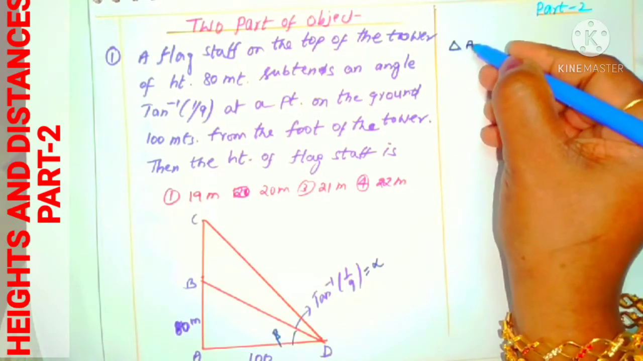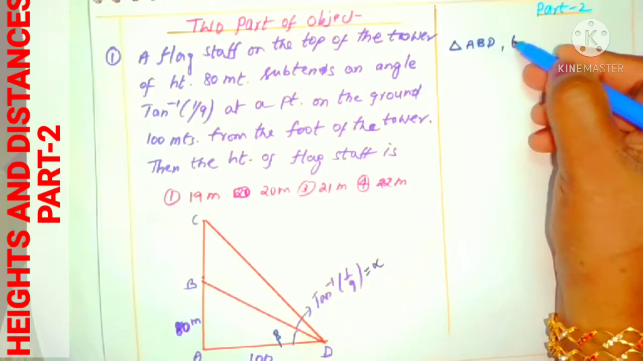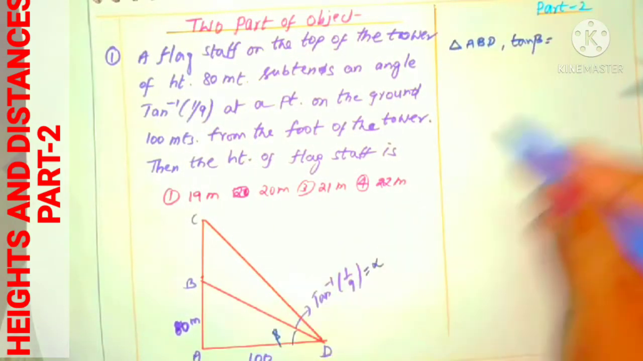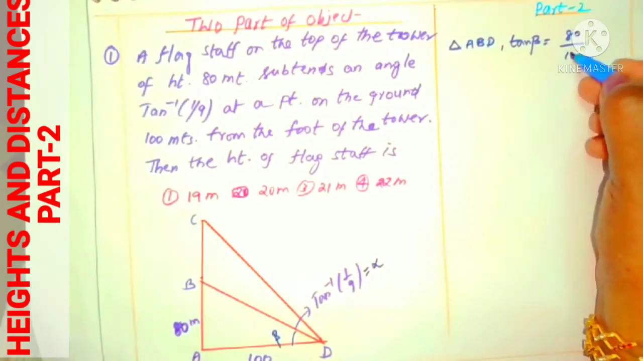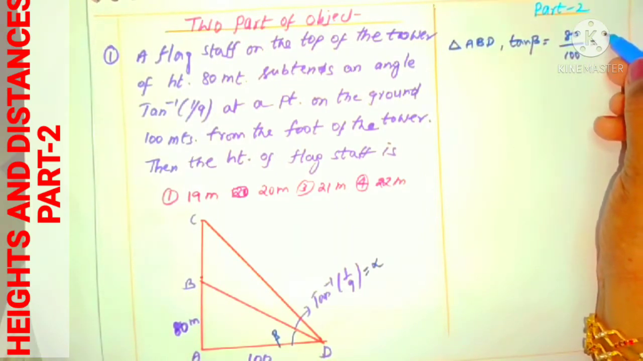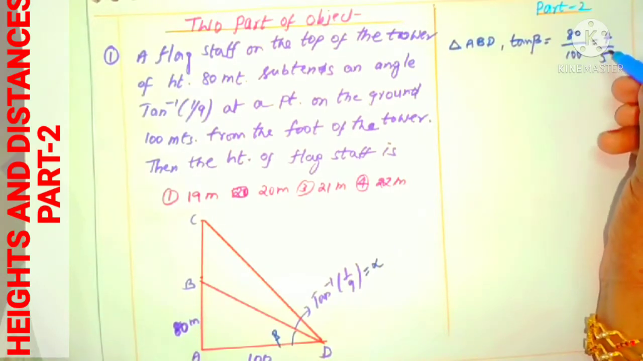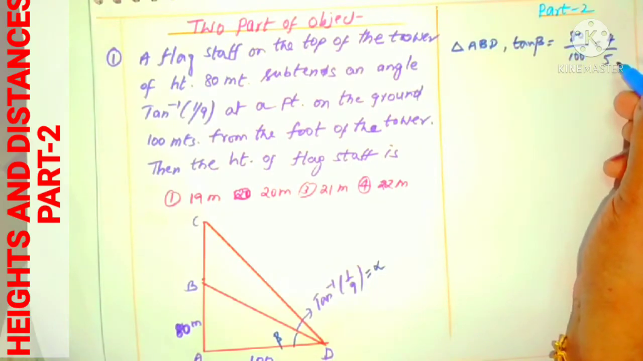From triangle ABD, I'm using tan beta. Tan beta is opposite by adjacent side, that is 80 by 100. 80 by 100, how much? Zero cancels, 8 by 10. 8 by 10 is 2 fours, 2 fives, 4 by 5. So tan beta has the value 4 by 5.